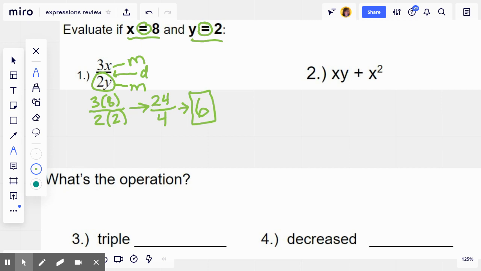Oh boy, okay, xy plus x squared. Again, when we look at this problem, the first question we ask is, what is it asking me to do? So what is this asking you to do? What is xy telling you to do? That is telling you to multiply. Okay? And then what is this part telling you to do? What does x squared actually mean?